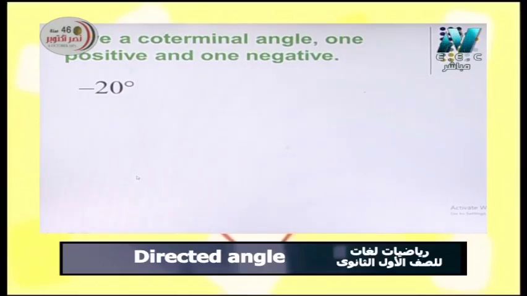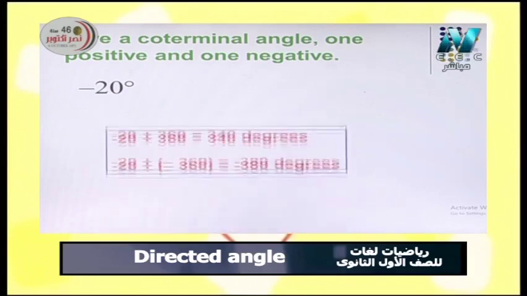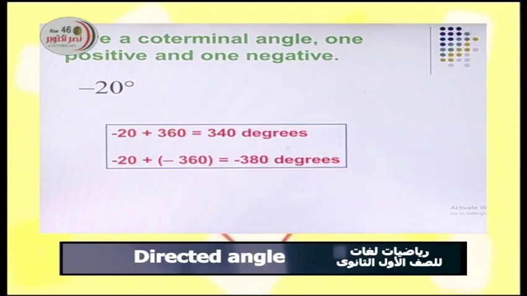Let's go to the next slide. Give a coterminal angle, one positive and one negative. Negative 20 plus 360 equals 340 degrees, and negative 20 plus negative 360 equals negative 380 degrees.